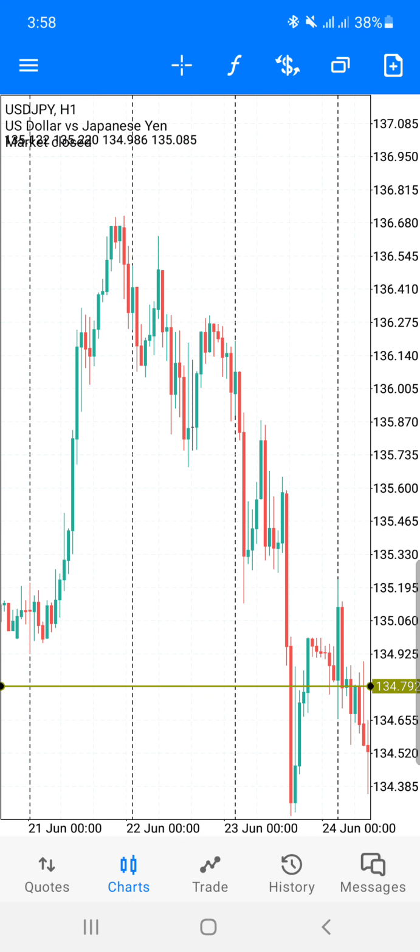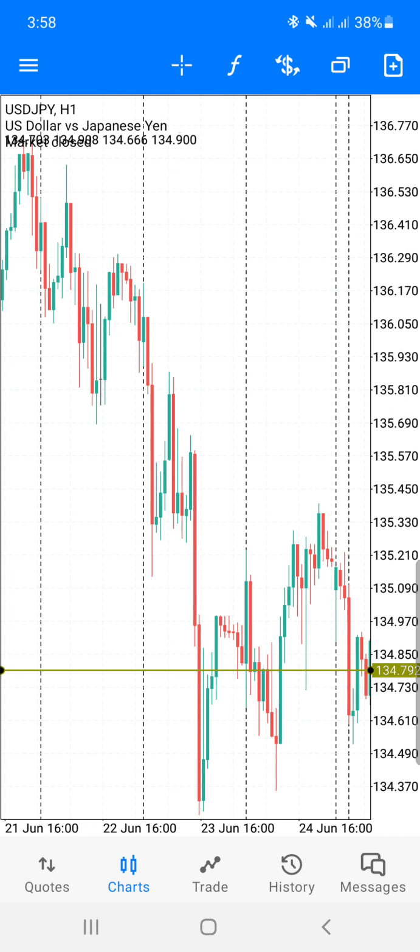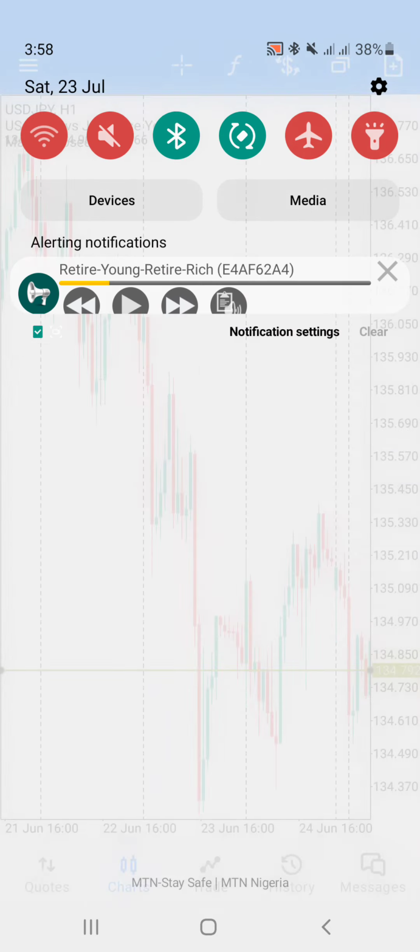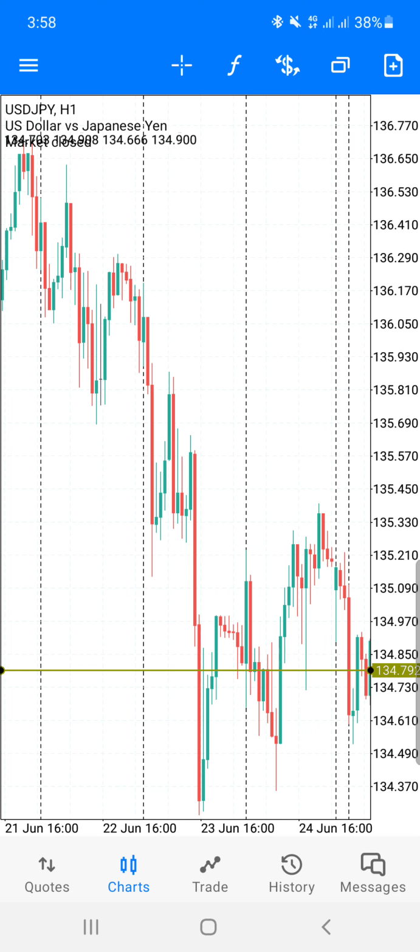Once you are done making your analysis, always remember to click on this place, click here, you click on this side, then you see your buy, your sell, your lot size, and other parameters, in case you want to buy or sell. You understand? So that should be all for the rejection candlestick pattern.